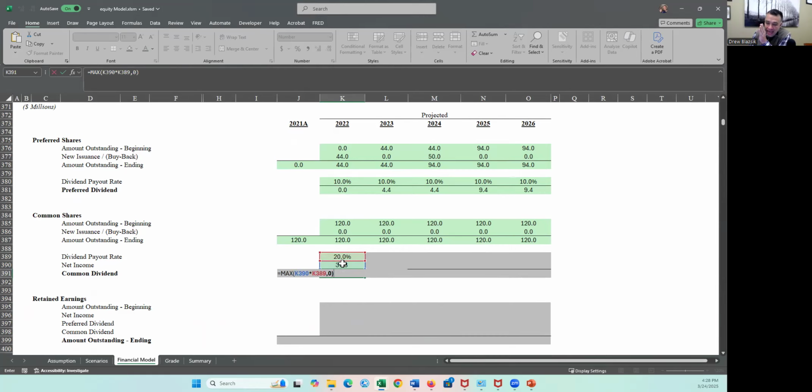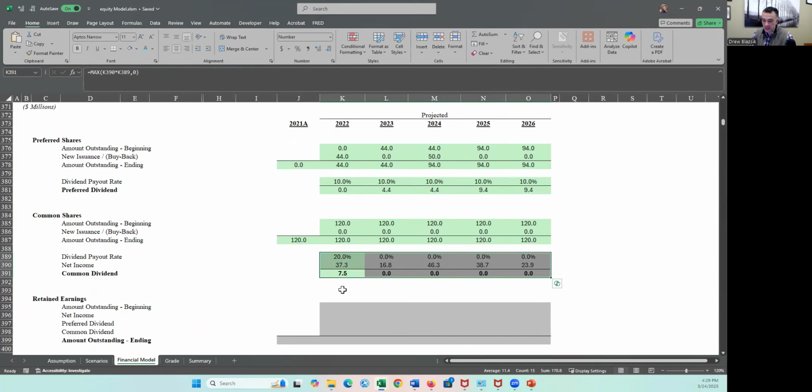Because if net income's negative, my dividend would be negative. So I want the max between a negative number and zero. So if we have a negative income, it will be a zero dividend. If it's a positive income, that means we'll have a positive amount. So that would properly display the correct calculation.